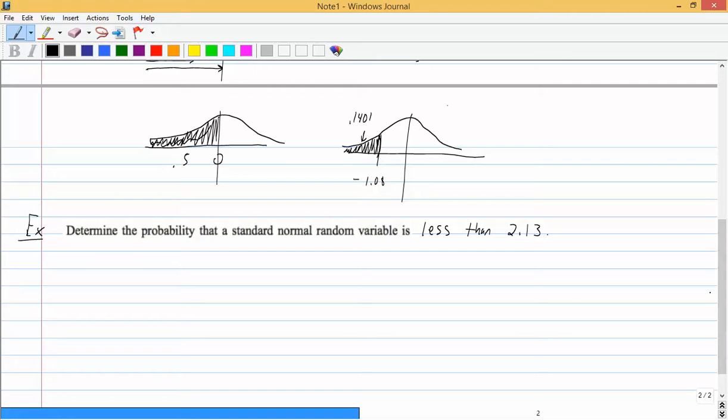All right, so what we're looking at here is we want to, and I'm going to draw a picture, kind of try to make it make a little more sense.